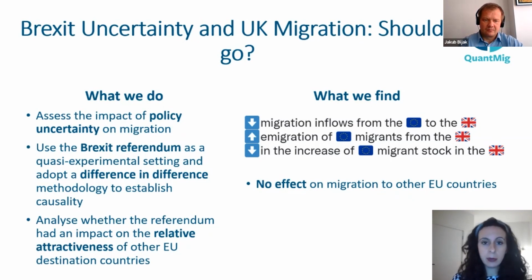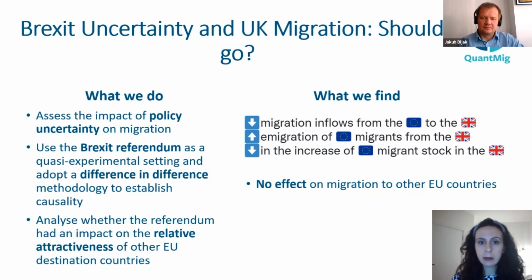As the referendum only cast uncertainty for the freedom of movement between the UK and the European Union, while the rights of other EU citizens remained unchanged and they could continue to move freely within the European Union, we also assess whether the policy uncertainty in the UK increased the relative attractiveness of other EU countries and diverted migration flows from the UK to alternative destinations in the European Union.